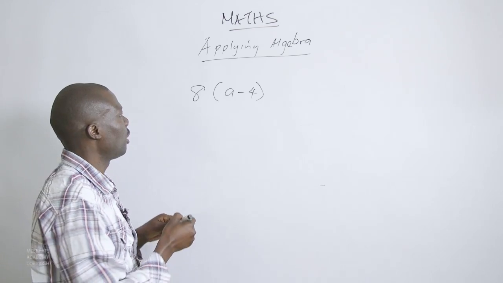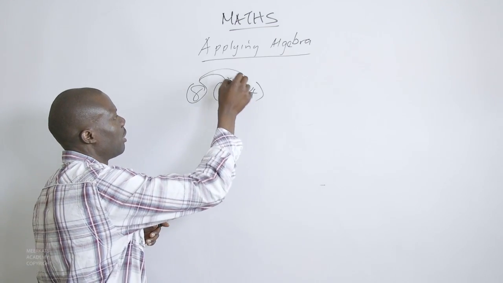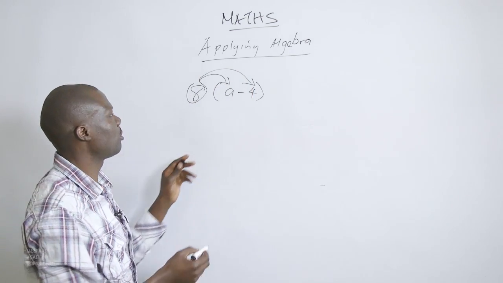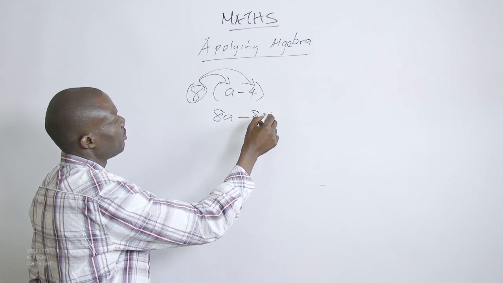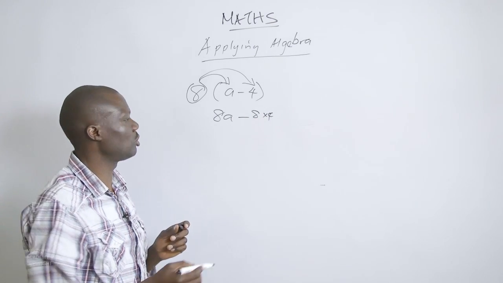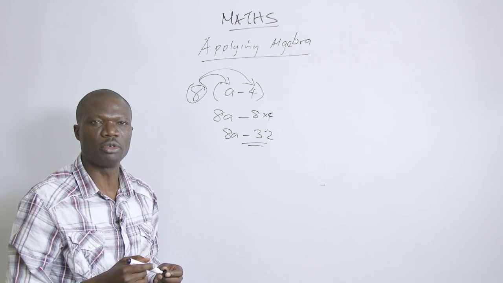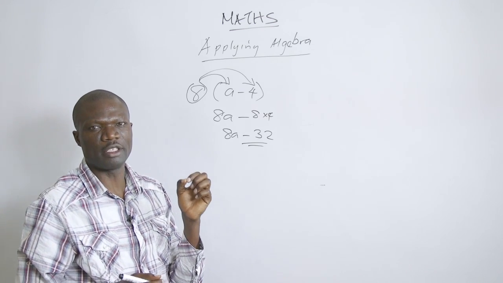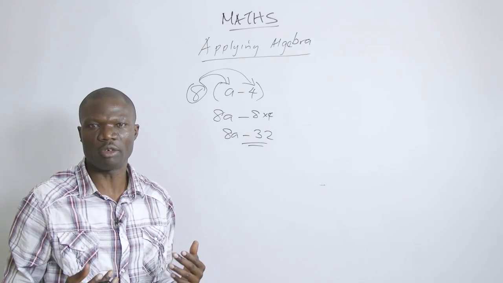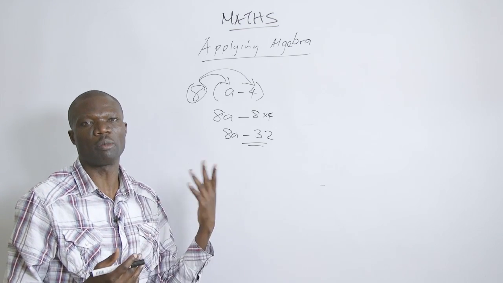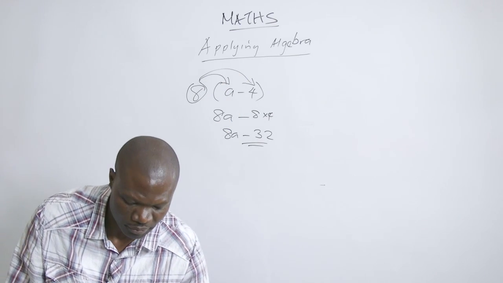And the distributive law, as we saw, is simply that the term outside the bracket is multiplied by the terms inside the bracket. In this particular case, it is 8a minus 8 times 4, and 8 times 4 gives us 32. So this will be 8a minus 32. That is the distributive law. So in applying algebra, in a situation where we form an expression of this type, we apply the distributive law accordingly. So what exactly do we mean when we say we want to apply algebra?